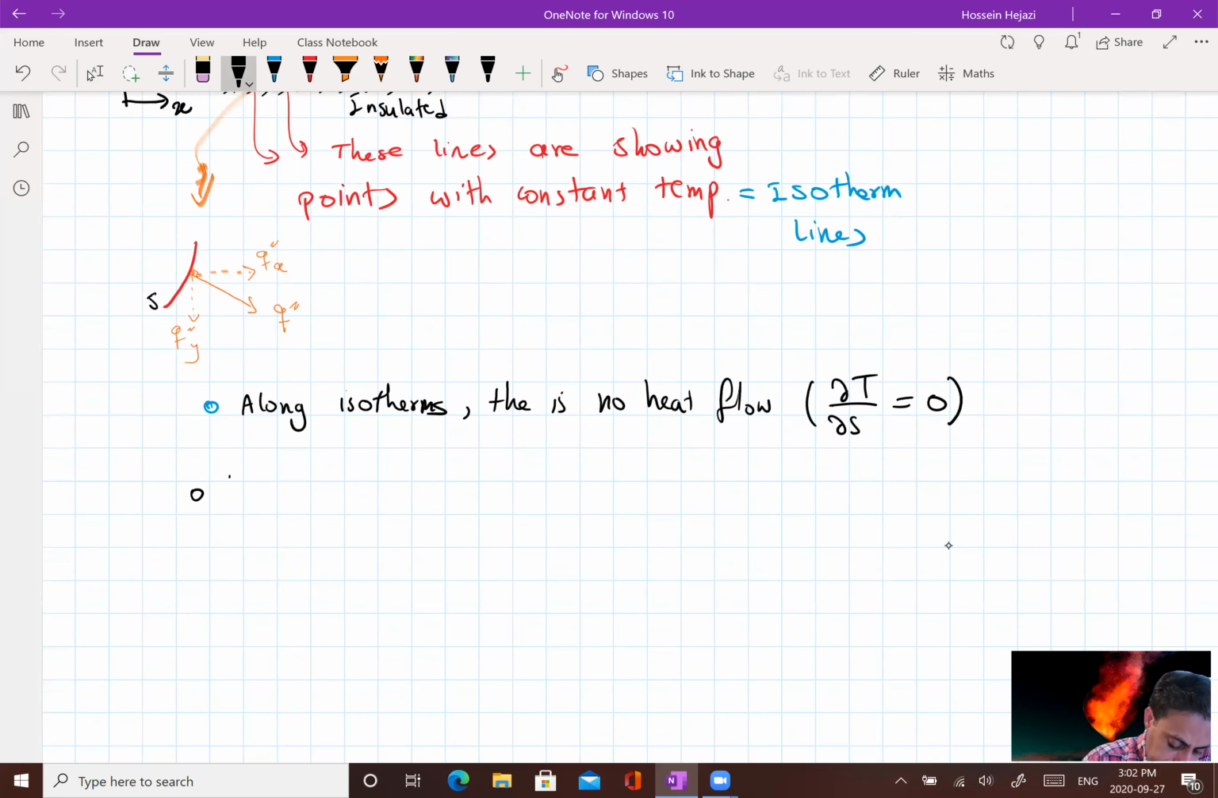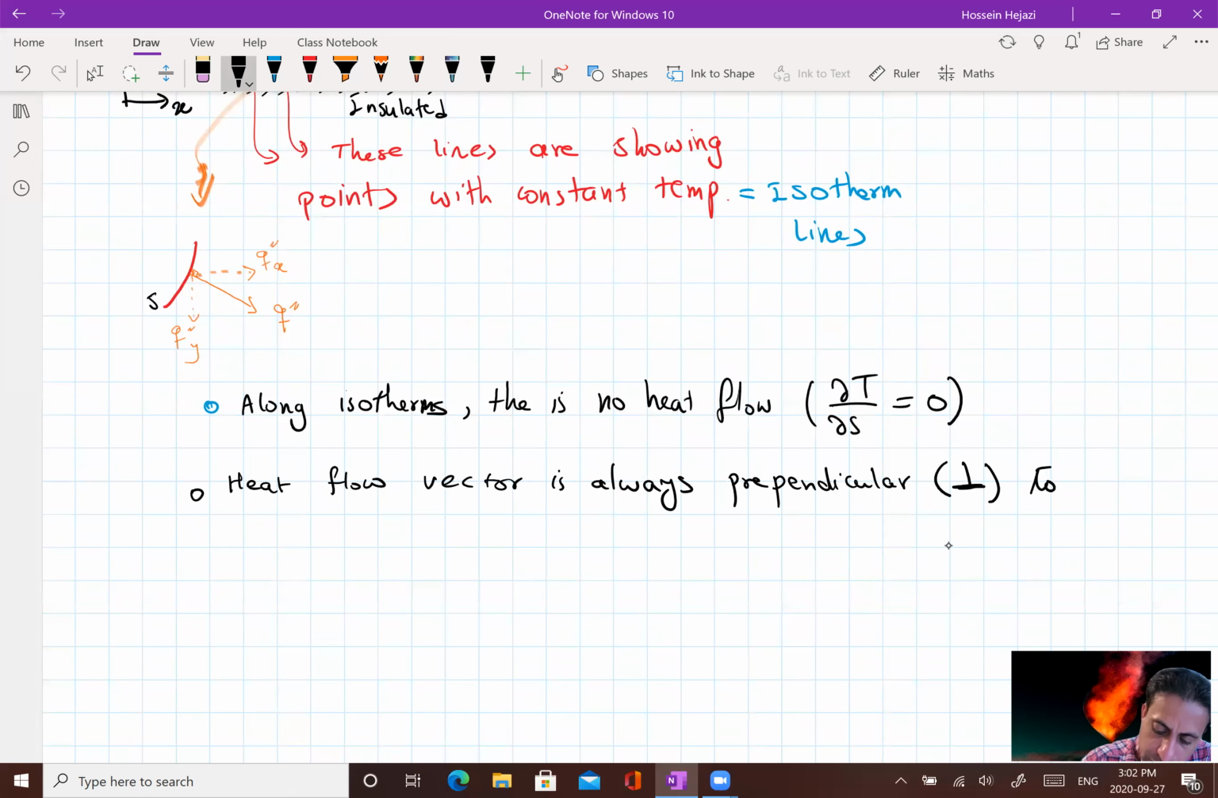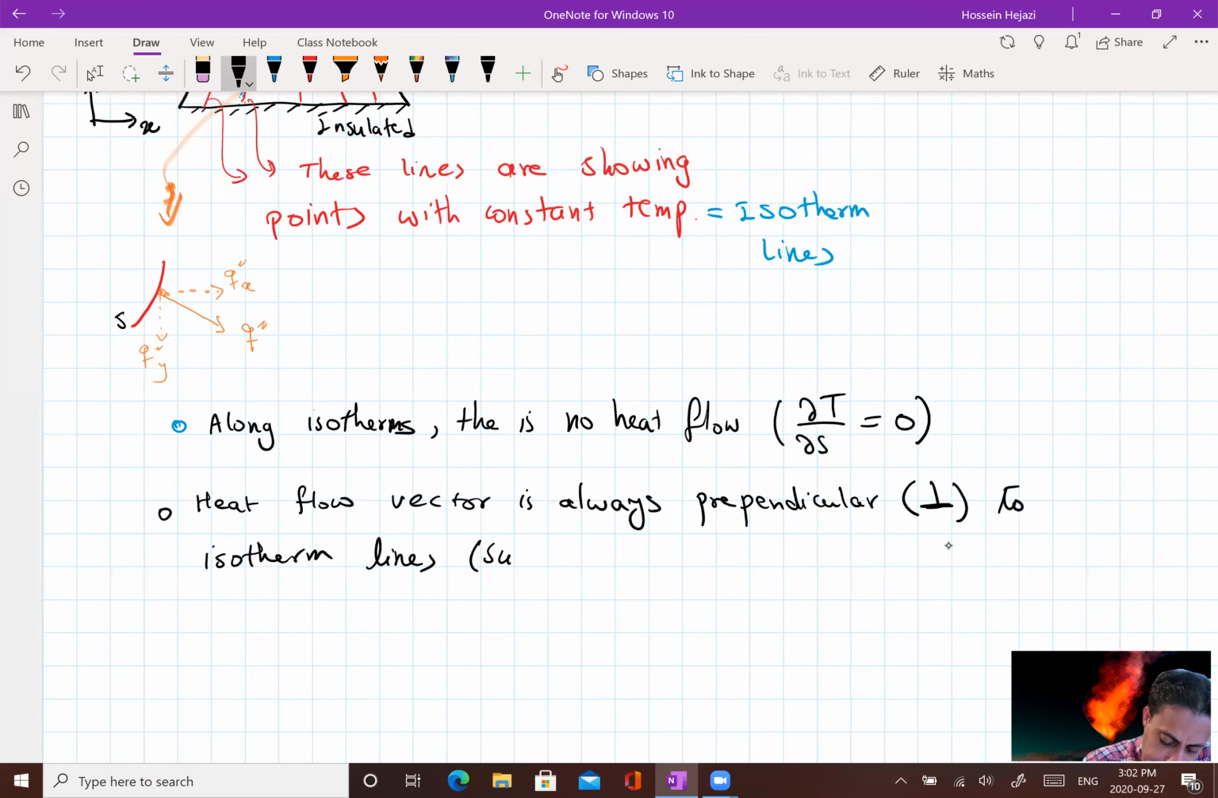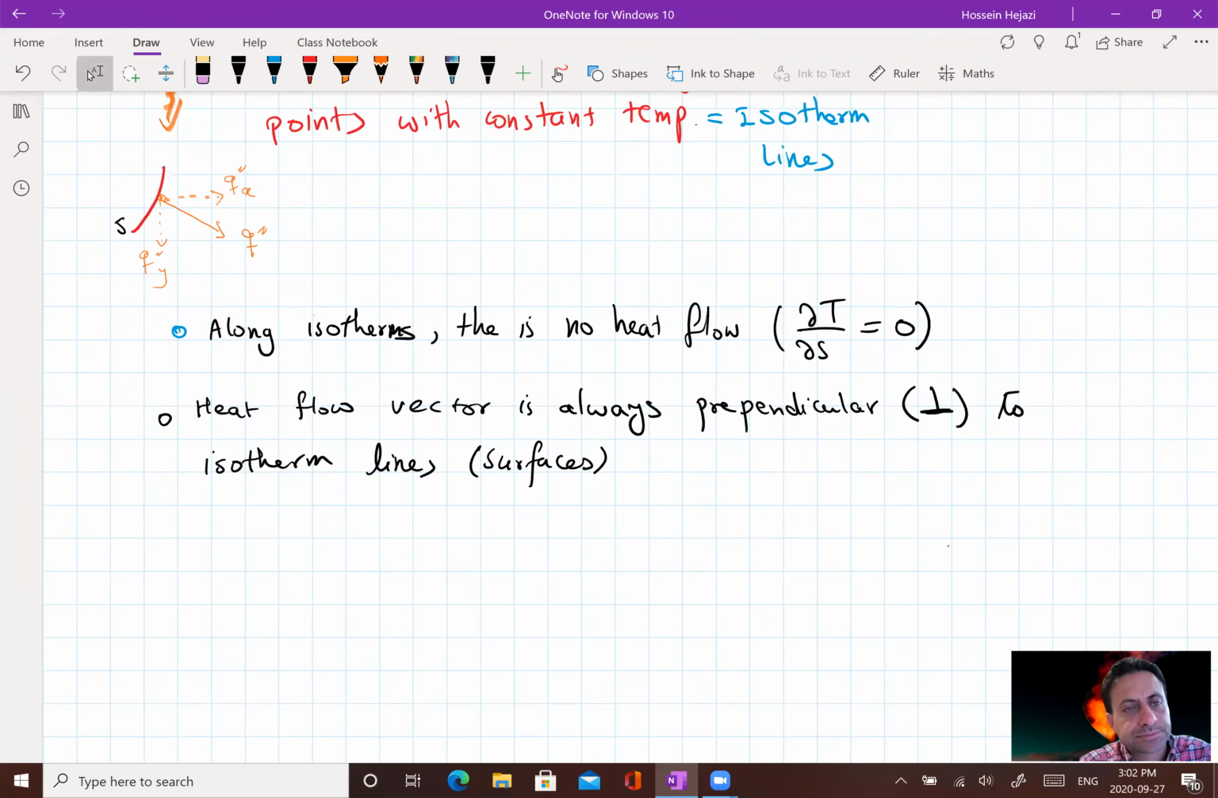So the heat flow vector is always, you can show it by this sign, perpendicular or normal to isotherm lines. We call them lines here, but if you look at the depths, they're all like a surface. So these are isotherm surfaces. I'm just going to add it here. This is the second characteristic.